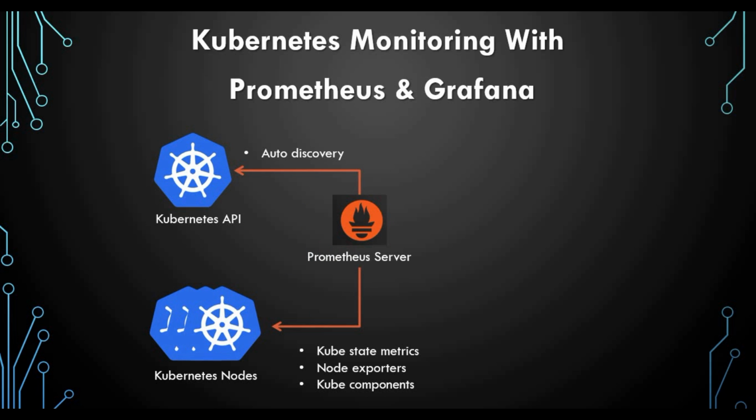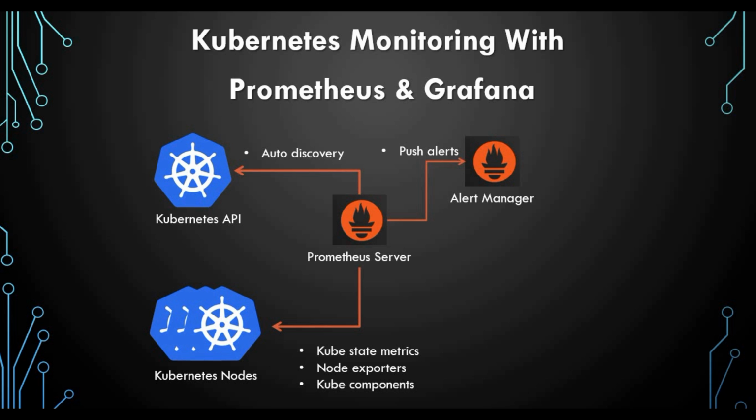So as I mentioned, we have a Kubernetes cluster and we have different kinds of nodes, right? Once we set up the Prometheus server, it can use kube-state-metrics, node exporters, the kube components, all those things to pull metrics from Kubernetes, and you can also use auto discovery from the Kubernetes API. All those things will be sent to the Prometheus server, so you'll have different kinds of metrics.